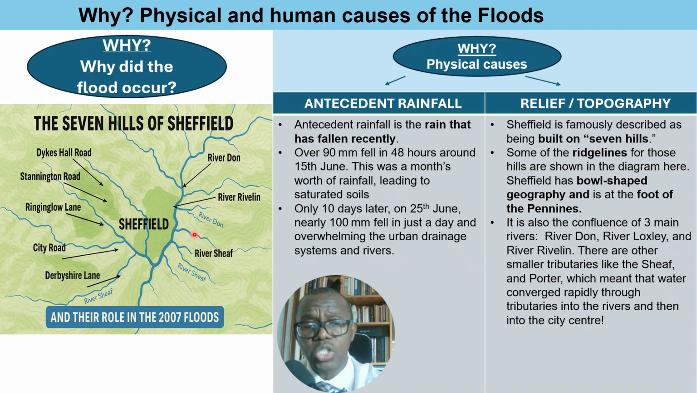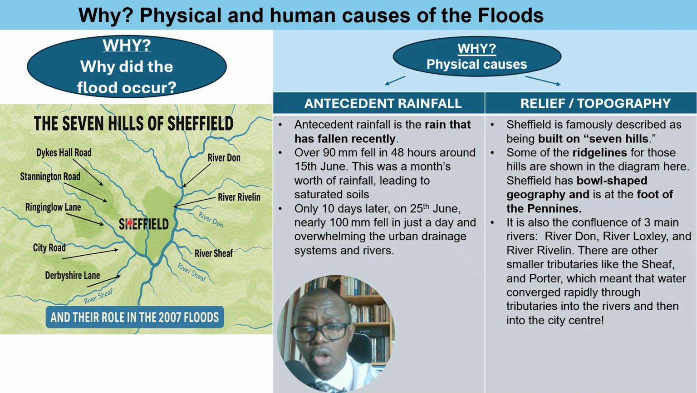And that's because Sheffield is actually the confluence of 3 main rivers. Those rivers being River Don, River Rivelin, and River Loxley, which is not necessarily here, but those are the 3 main rivers in the area. But as you can see, there are other rivers there as well, which are smaller tributaries, so not necessarily as big as the other 3. So you have River Sheaf, and you also have River Porter.